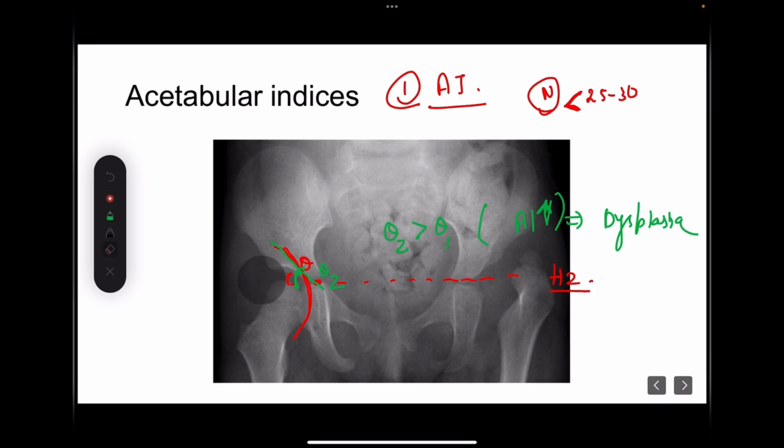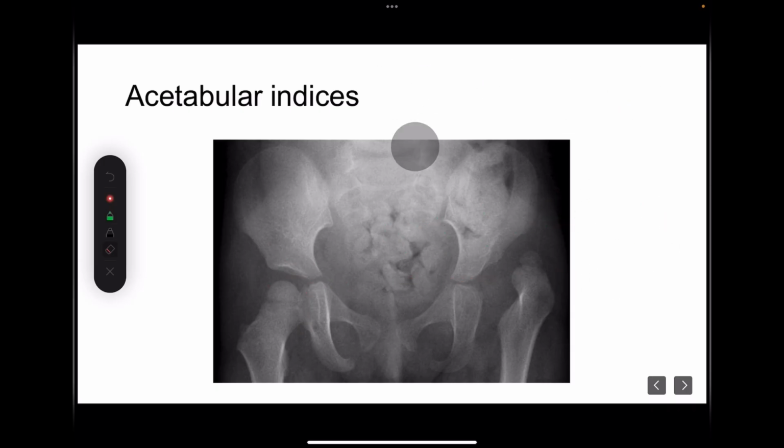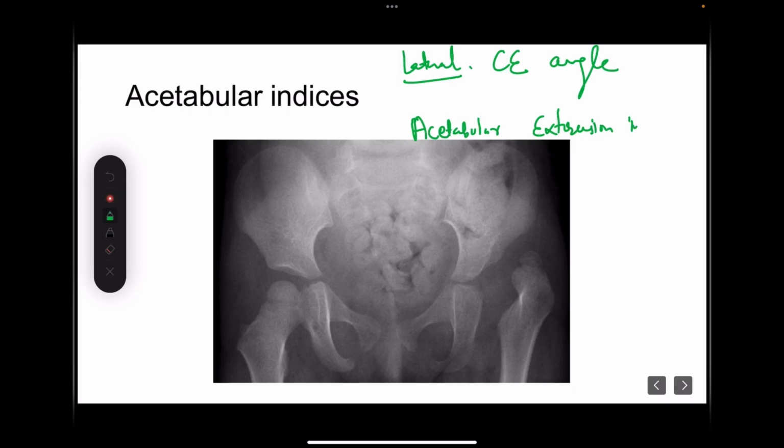There are certain other angles also which we calculate in cases of dysplasia, like the lateral center edge angle of Wiberg, acetabular extrusion index, but they are not that important.